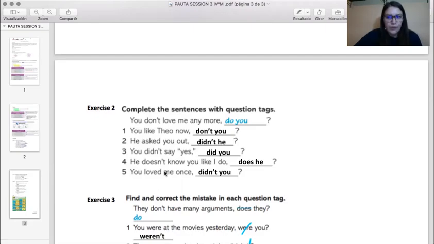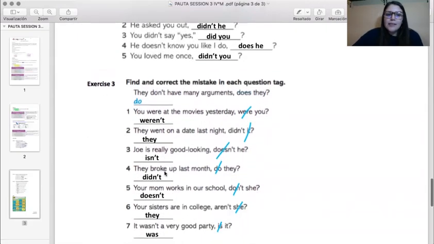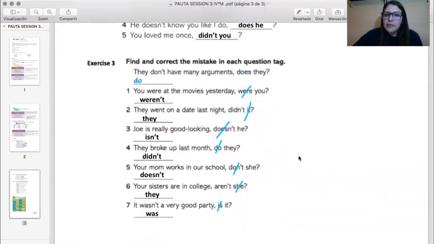Okay, good. In exercise number 3, you had to find the mistake in the question tag and then correct it. Aquí había un error en la question tag. Recordar que la question tag es la parte final de la oración. You had to find it and correct it. Number 1, you were at the movies yesterday. Weren't you? Here I have positive, so I have to use the negative in the question tag. ¿Cierto? Aquí tengo el positivo, por lo tanto debí utilizar el negativo en la question tag.